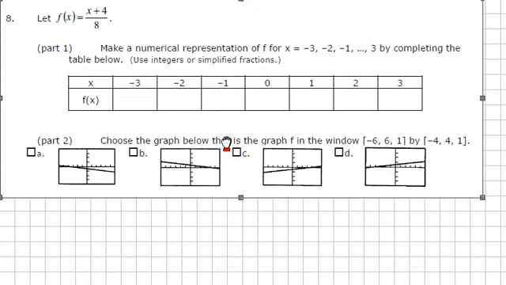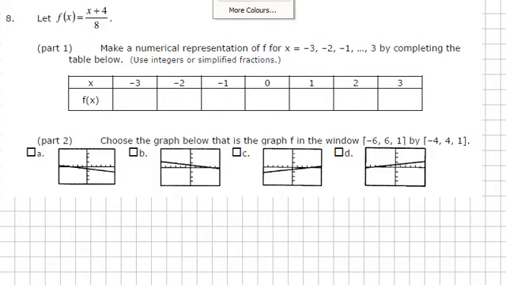Let f of x equal (x plus 4) all divided by 8. In part 1, we're asked to make a numerical representation of f for x equals -3, -2, -1, and so on until we reach 3 by completing the table below. Let's first of all start by filling in the first column.